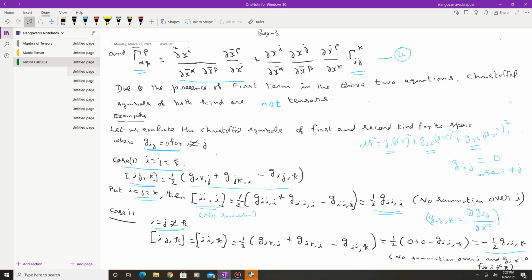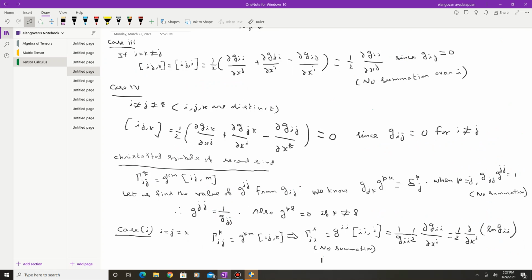Now let us discuss the next case, case 3. In case 3, you put i is equal to k, which is not equal to j. From the definition of the Christoffel symbols of the first kind, you put k is equal to i, so i and k are equal and j is different. By using the definition, you will get this expression. Simplifying this, you will get this. And here also g_ij is 0.